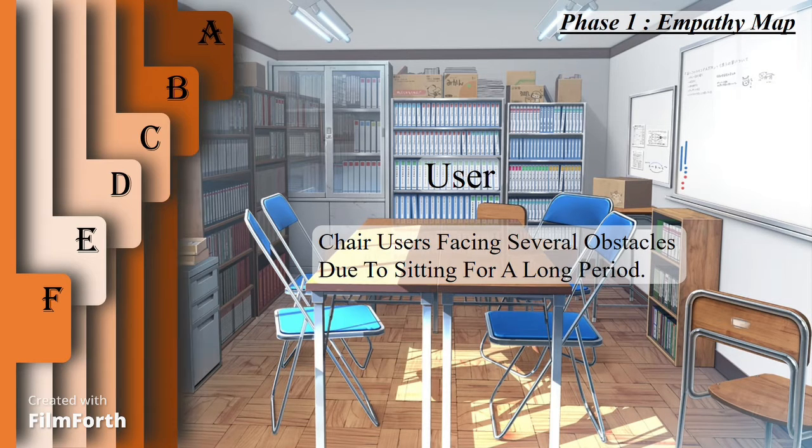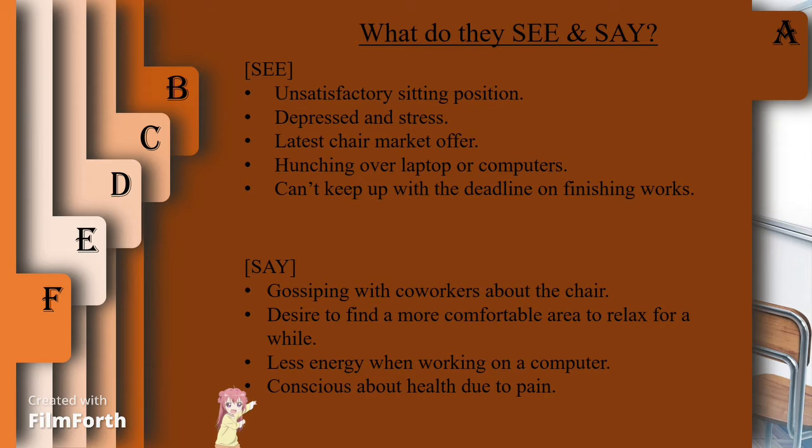What do they see? Unsatisfactory sitting position. They feel uneasy due to backache which occurs from sitting position. Depressed and stressed. The users felt depressed and stressed since the aches are getting worse. Latest chair market offer. They see the latest chair market offers in markets where they want to get a new comfortable chair.